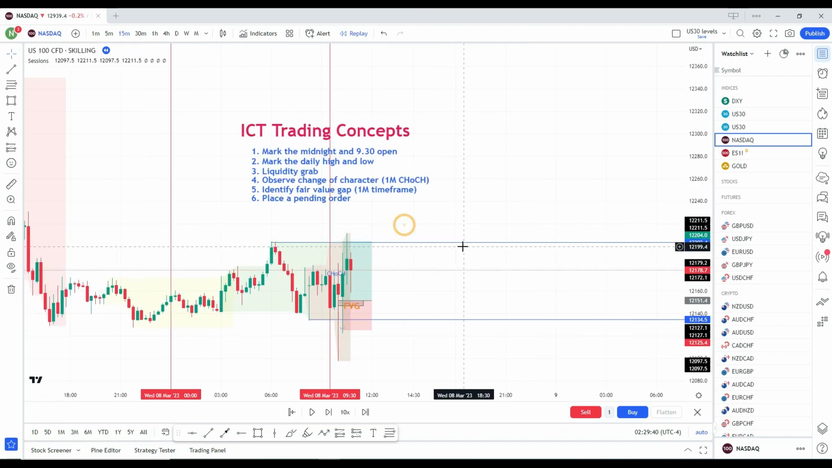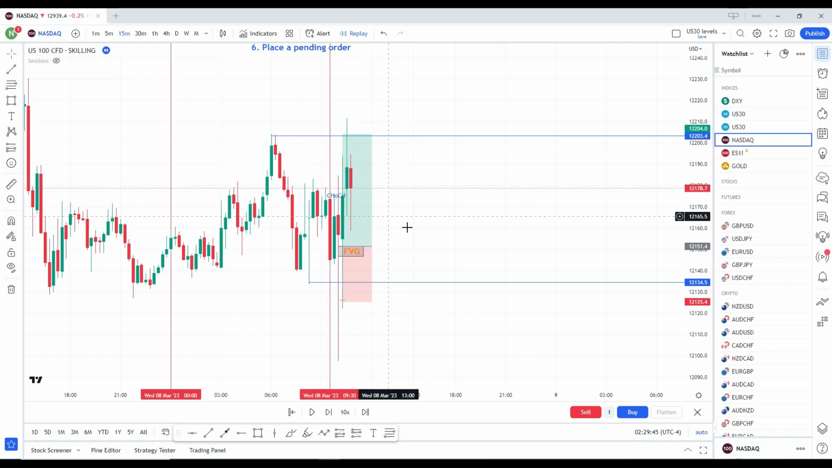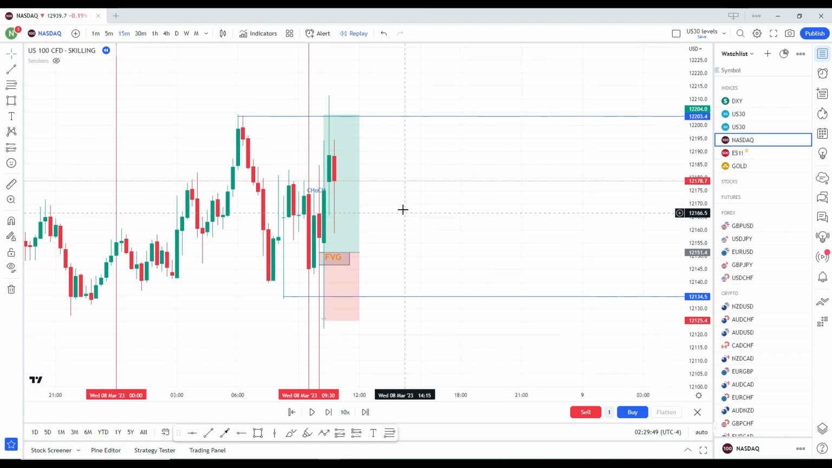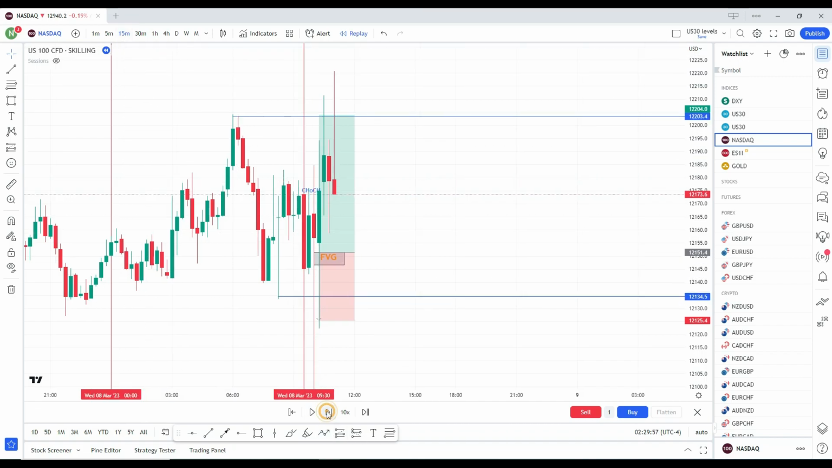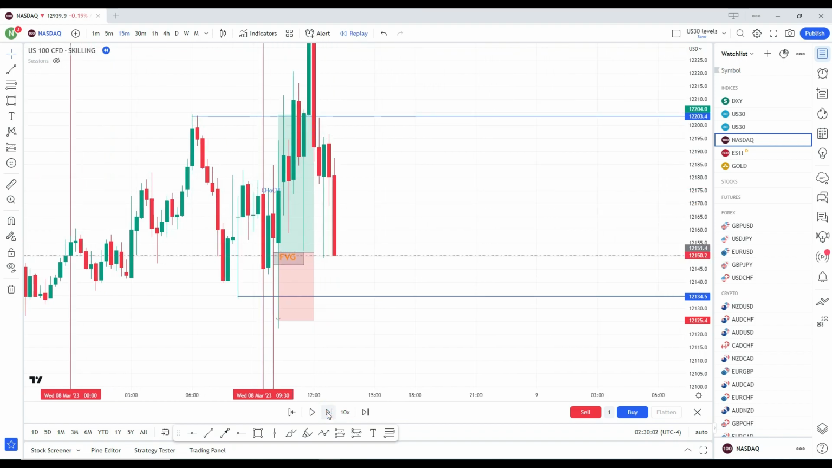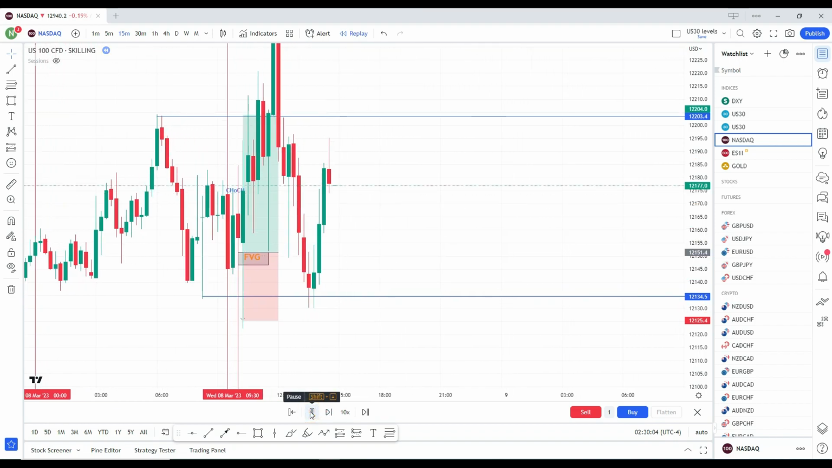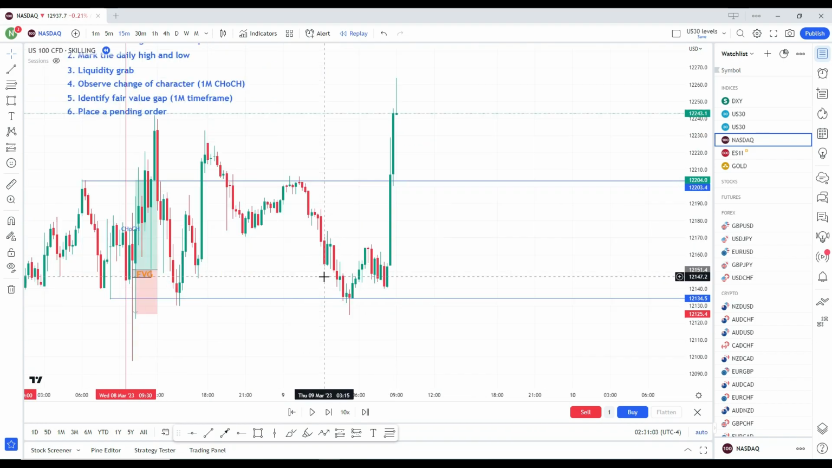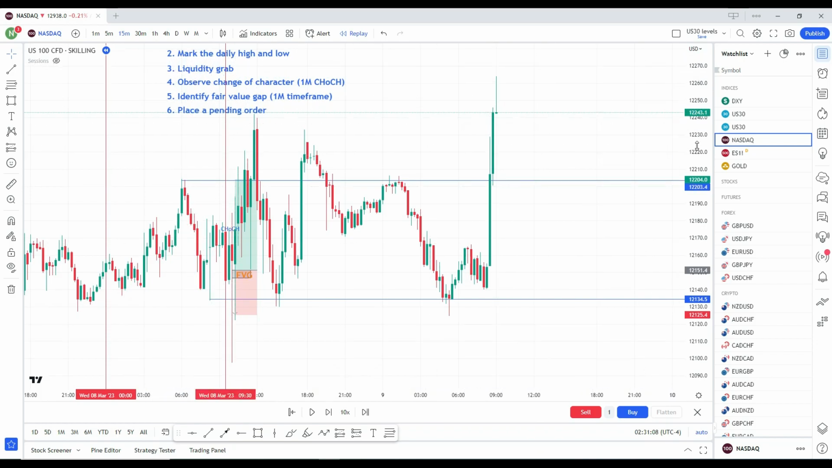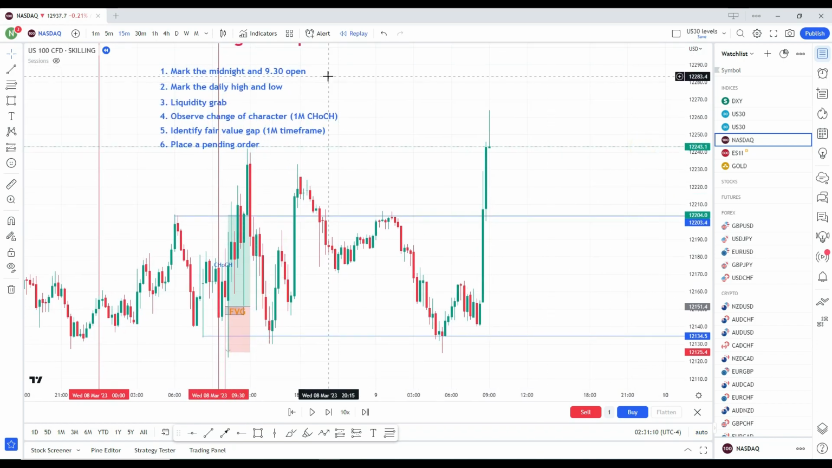Okay, for our second example, maybe let me deactivate the sessions so that we have a clear chart. So we want to look at the next example, and so we are looking for 9:30. So we want to mark the midnight and 9:30 open.